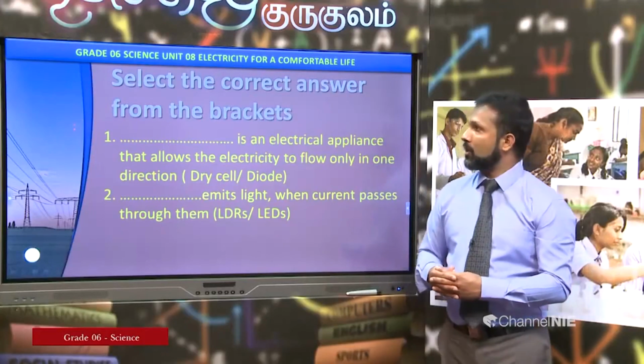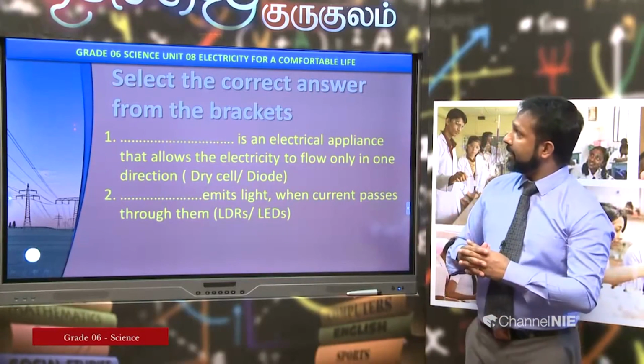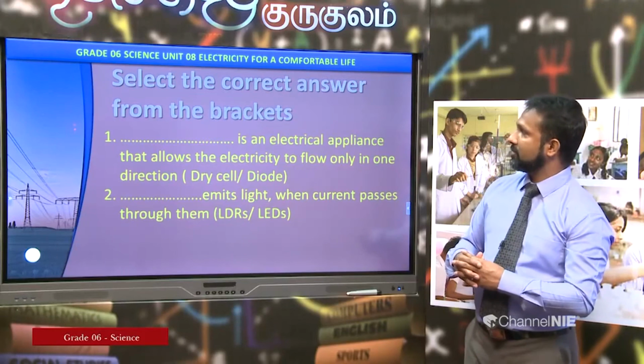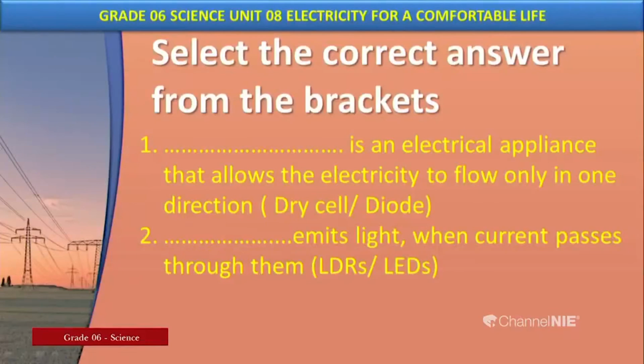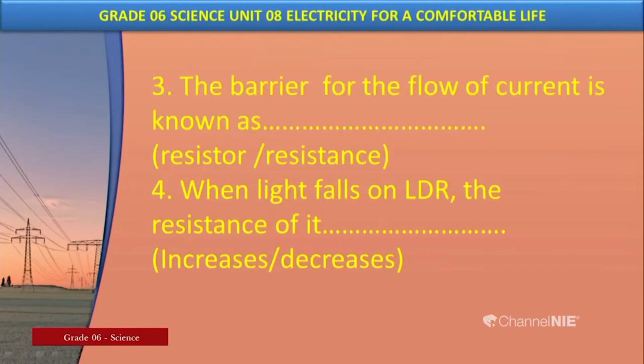I am going to ask you some questions. Select the correct answer from the brackets. What is an electrical appliance that allows the electricity to flow only in one direction? What's the answer? Diode. What emits light when current passes through them? What is that? LEDs. The barrier for the flow of current is known as, what is the answer? Resistor or resistance? The barrier?